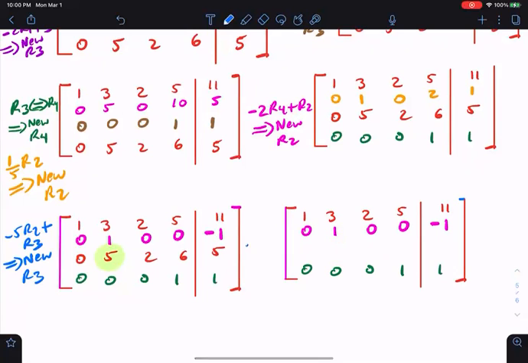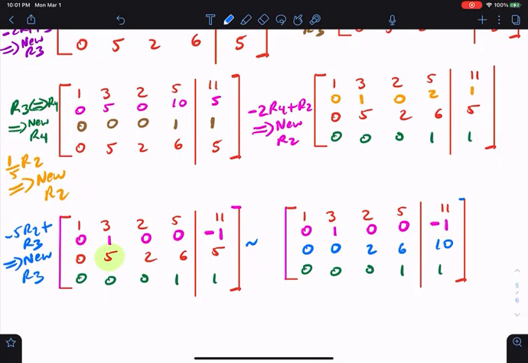Okay, let's do the multiplication. -5 times 0 is 0 plus 0 is 0. -5 times 1 is -5 plus 5 is 0. -5 times 0 is 0 plus 2 is 2. -5 times 0 is 0 plus 6 is 6. -5 times -1 is +5, and 5 is 10. Right? So now we're almost done.